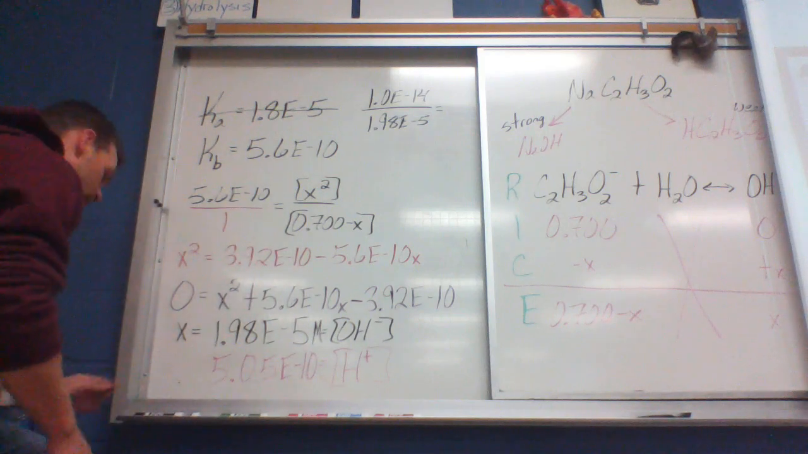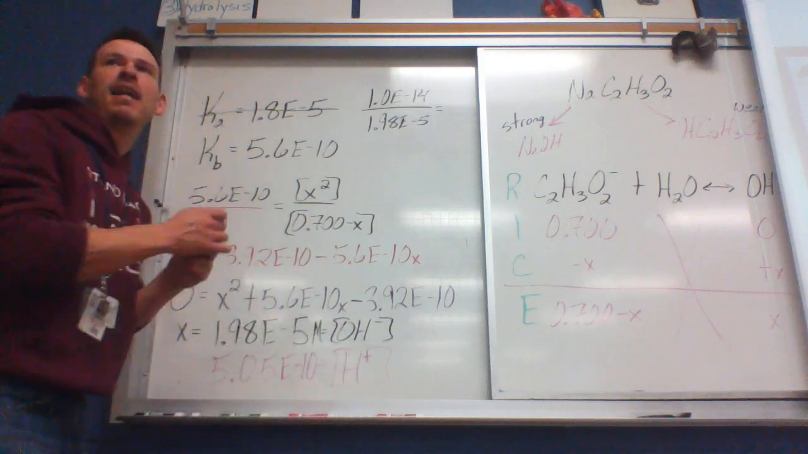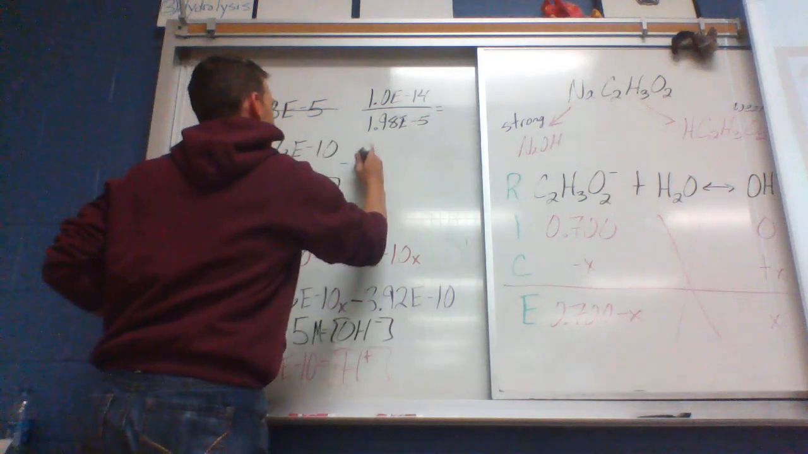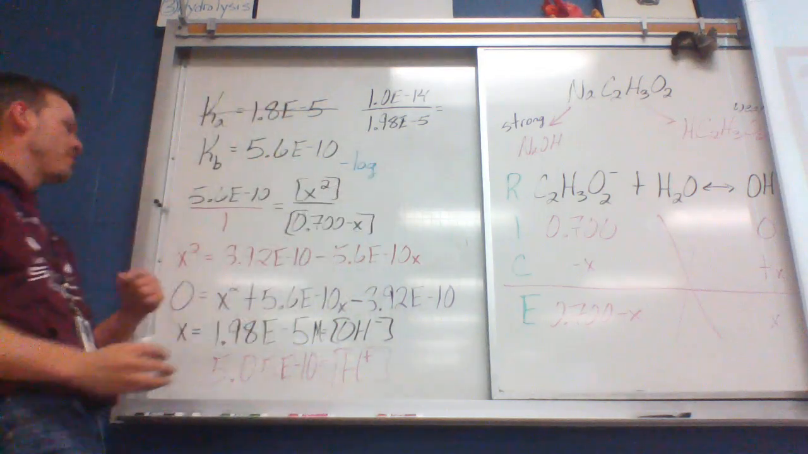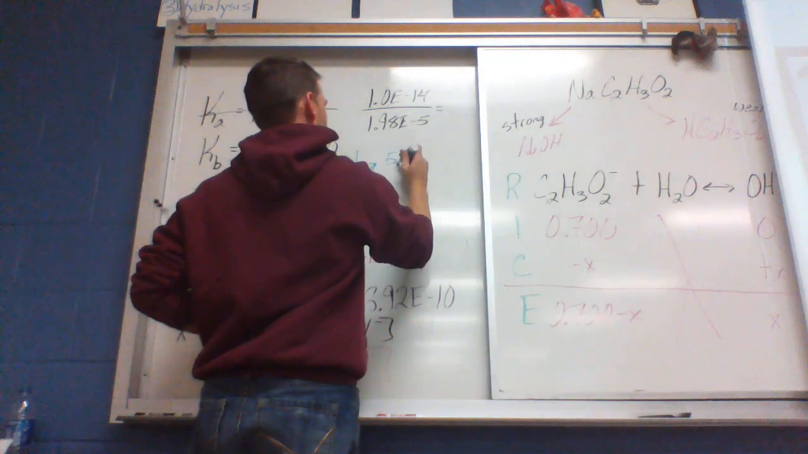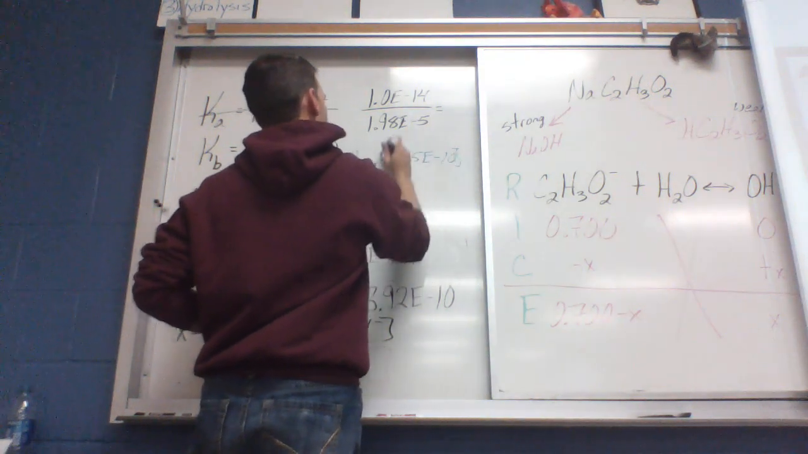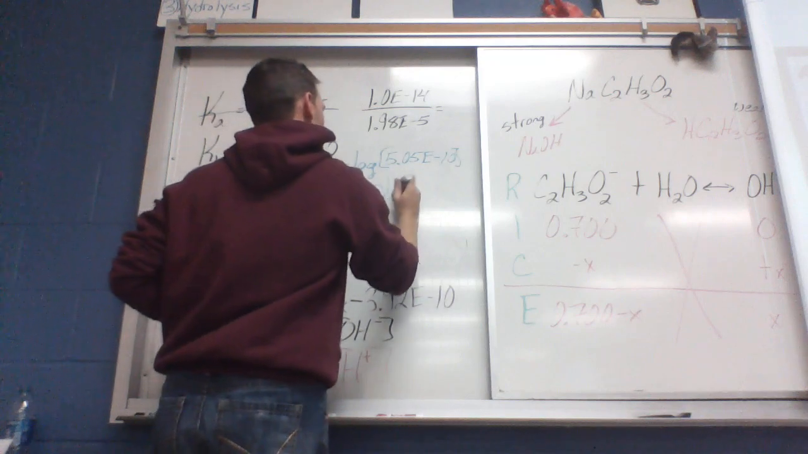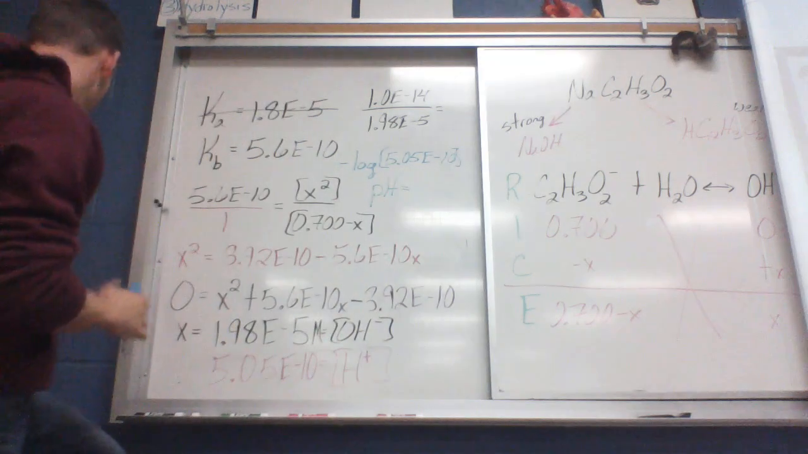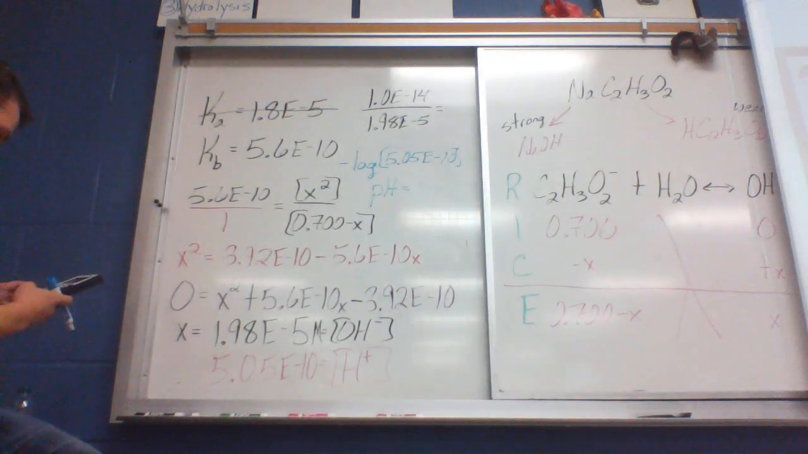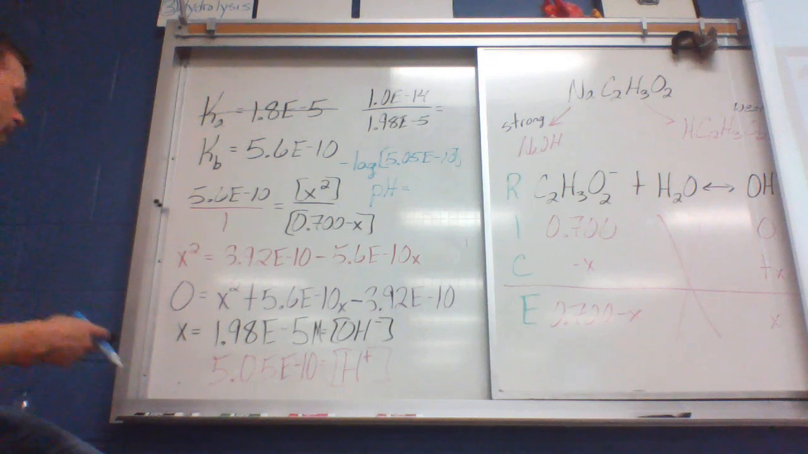So now, wait, what was the answer? So finally, we want to go negative log of that concentration, 5.05 E negative 10, and that will give us a pH of 9.297.